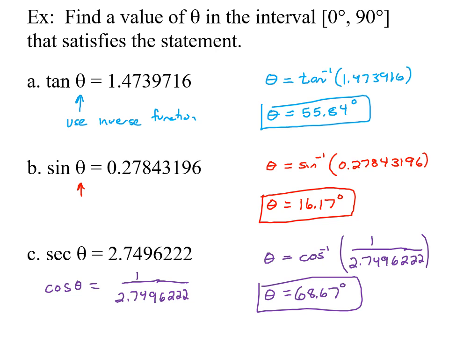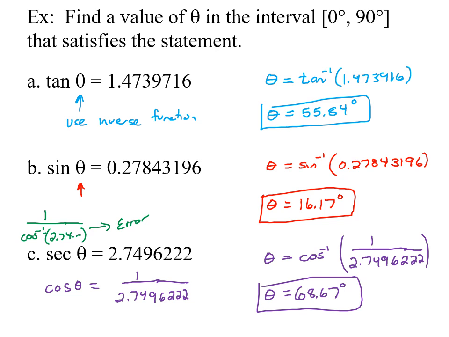What some people do by mistake is they will type it in, let me see, I'll pick a different color, like this. Instead of cosine inverse of 1 divided by it, you'll see people type in 1 divided by cosine inverse of 2.74. They'll type it in with the cosine inverse on the bottom. You'll know that's wrong because if you try to type this in, this will give you an error. That's not the right way to do it.